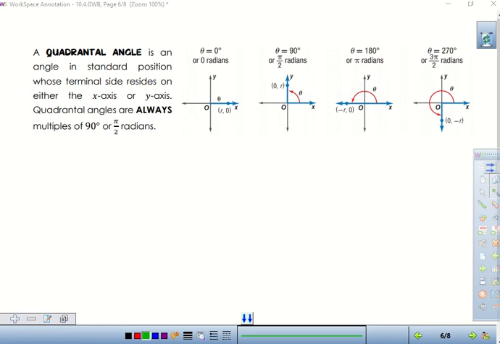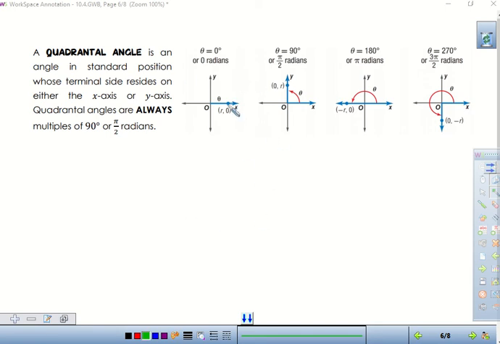Alright, now we're going to talk about quadrantal angles, okay? Quadrantal angles are angles in standard position whose terminal side resides on either an x or y axis. They are always multiples of 90 or pi over 2 radians. So basically they always fall on the axis, okay? And these fall neither in the first, second, third, or fourth quadrant because they fall directly on the line.